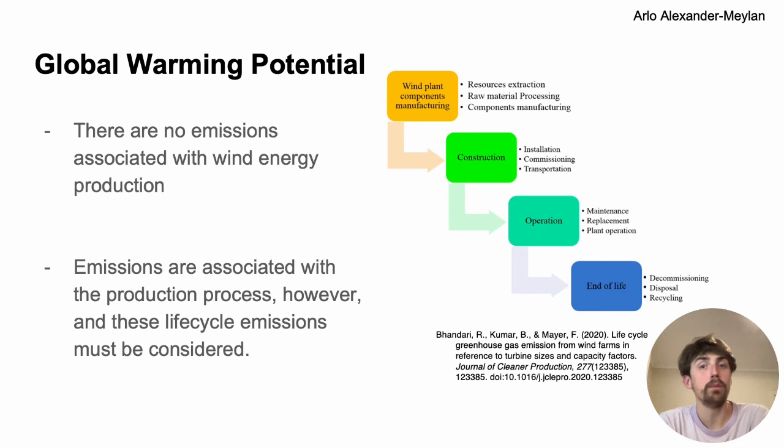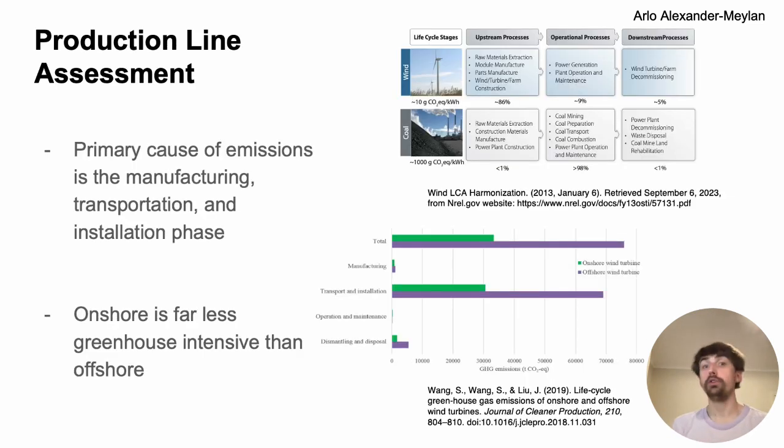Although there are no carbon emissions directly associated with the operation phase of renewable technologies like wind power, there remain carbon emissions associated with the production line and the life cycle of these products. In particular, the raw material extraction, as well as the manufacturing, transportation, installation, and decommissioning of these power plants have carbon emissions associated with them, and that's what we're about to look at here. Our research returned two key findings.